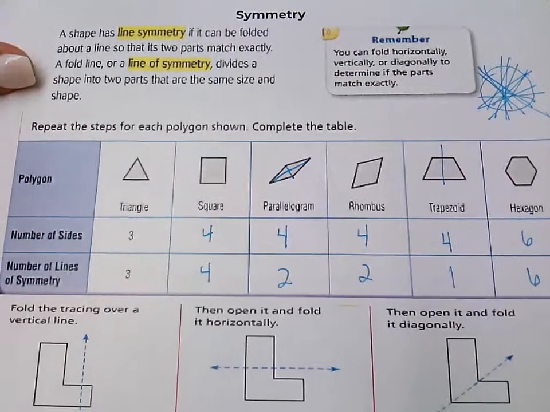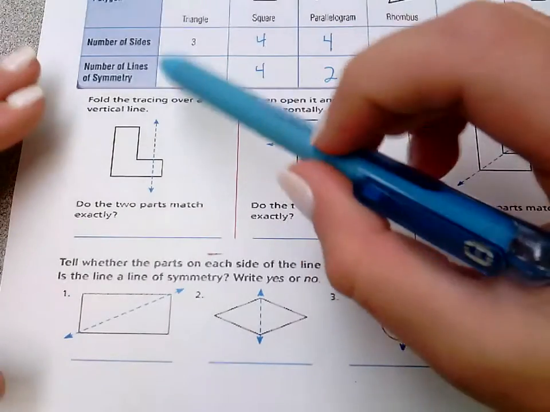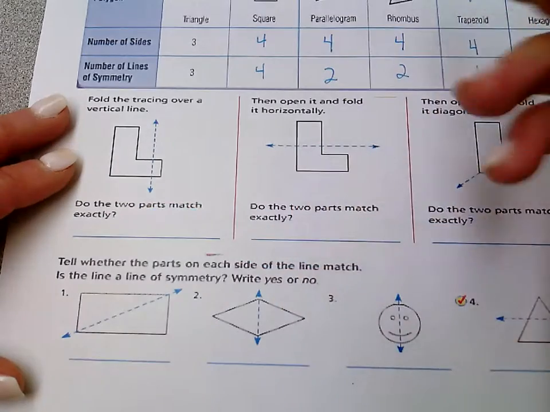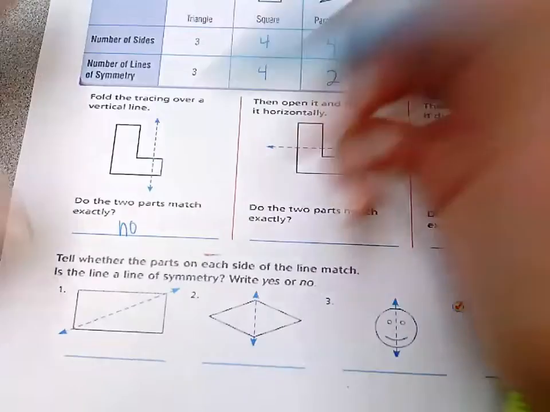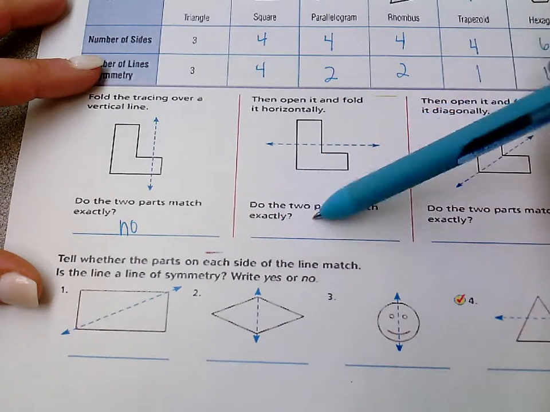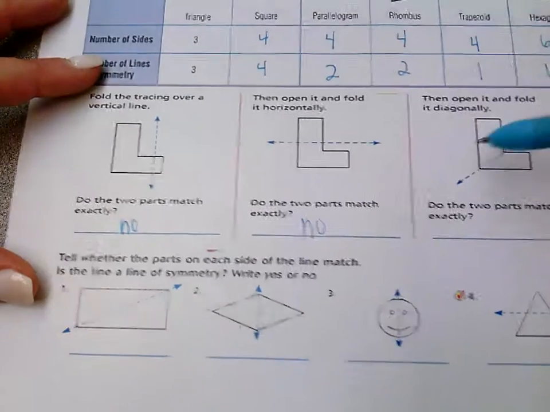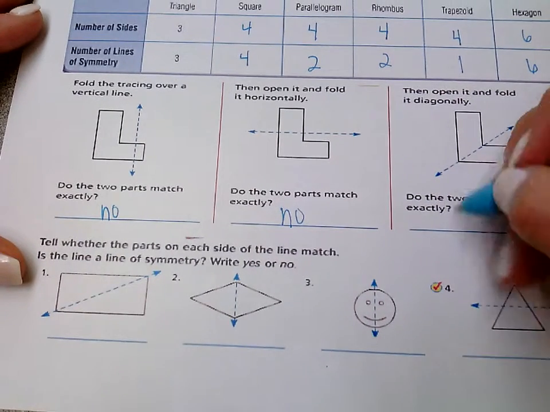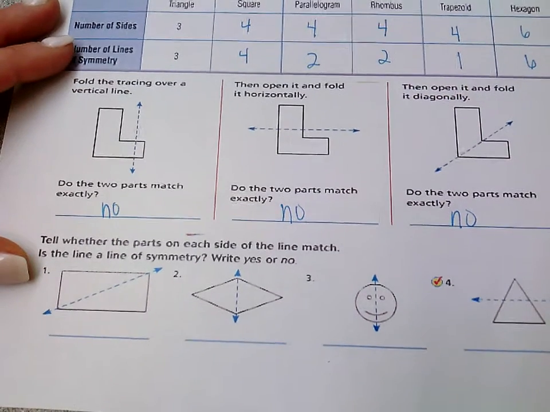So here's a little activity that we're going to do. So it says, fold a line tracing over the vertical line. Do the 2 parts match exactly? And you're going to say no, because if I was to fold that over, this whole part would be left out. Do the 2 parts match exactly this way? No, this part would be left out. Do the 2 parts match exactly this way? And the answer is no. This one's a little bit smaller than this one, even though it might look a little weird.